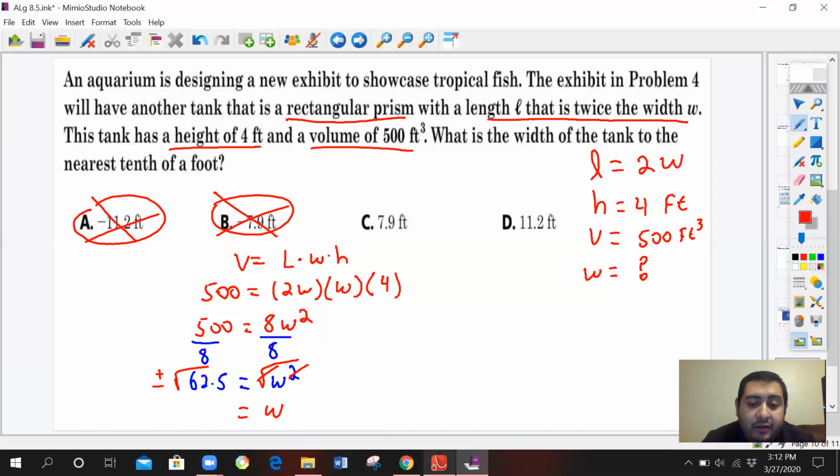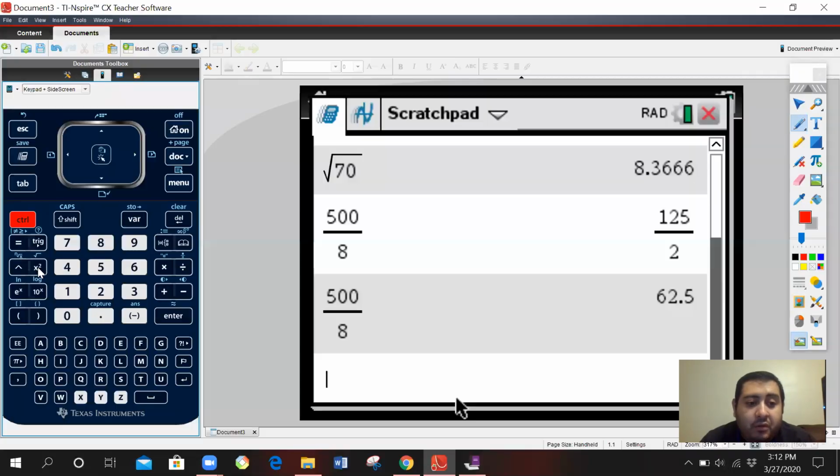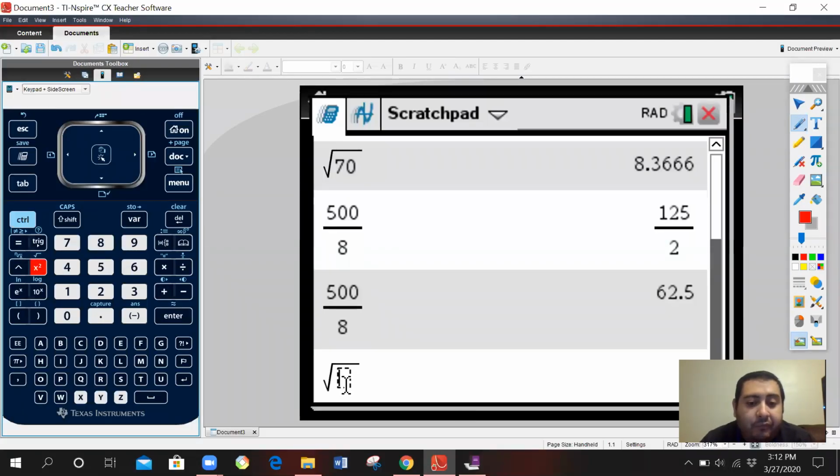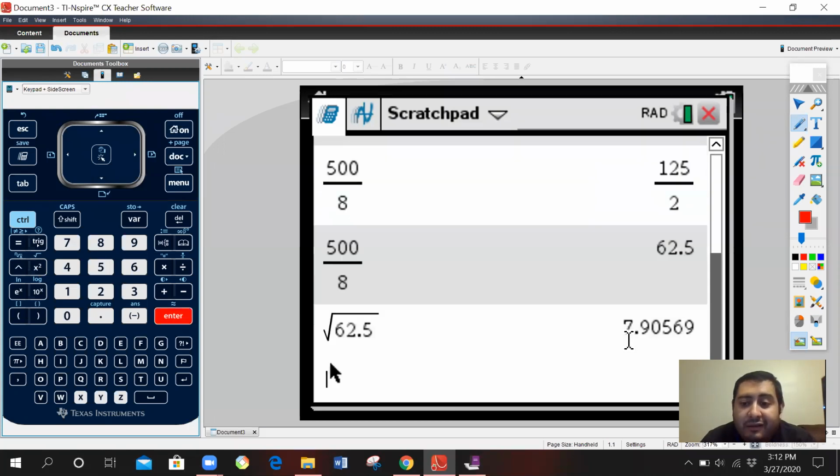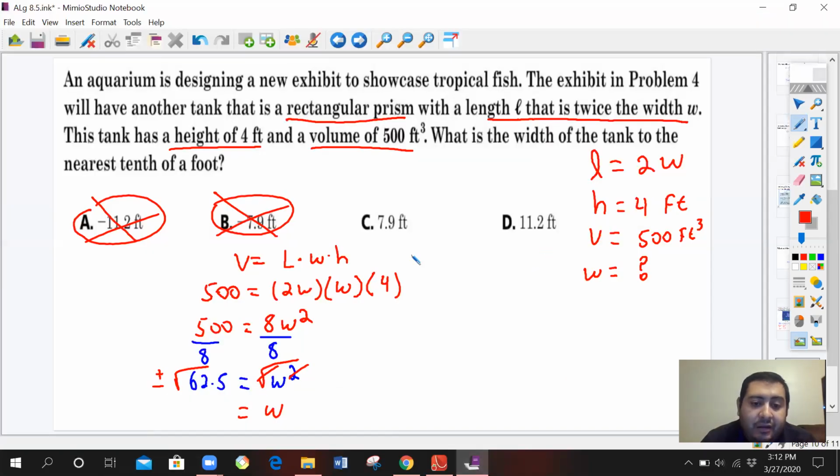Let's go to the calculator. Control x squared, and we have this. Then we put 62.5. Enter. We have 7.90. So anything close to that is letter C, 7.9. Our answer is letter C.